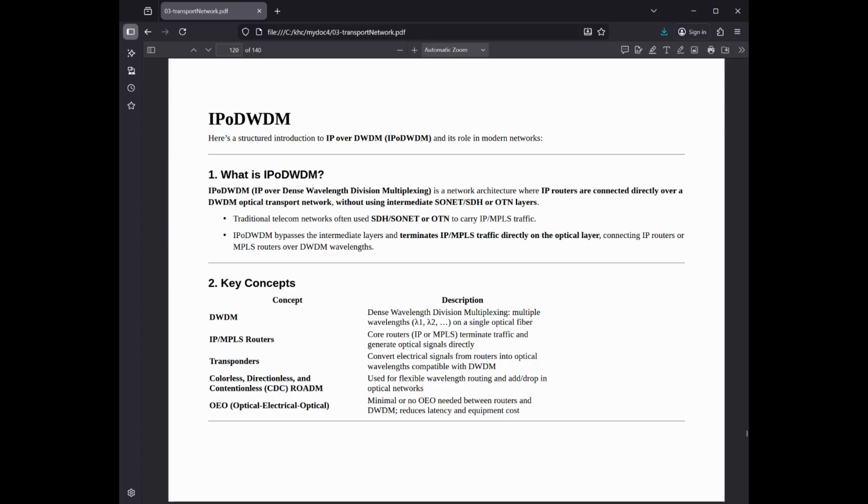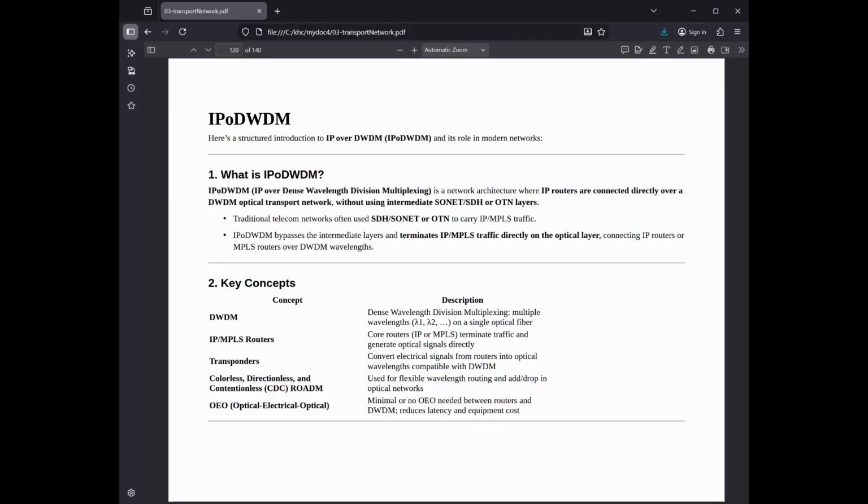IPoDWDM, IP over dense wavelength division multiplexing, is a networking architecture that integrates IP routing equipment directly with optical transport systems. By embedding advanced optical transceivers known as coherent pluggables directly into router ports, IPoDWDM eliminates the need for separate, bulky transport hardware. In the past, IP and optical were two distinct worlds managed by different teams and different equipment. IPoDWDM collapses these layers into a single, streamlined system.